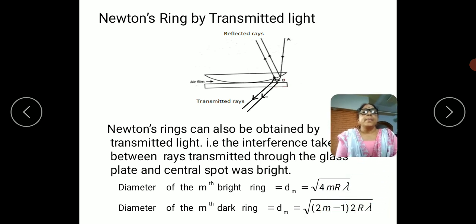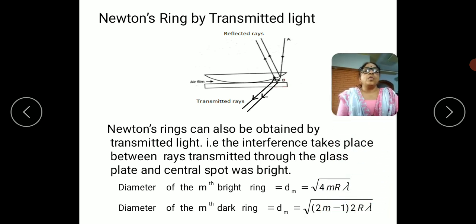The diameter of the mth bright ring, Dm, is exactly opposite to that of the reflected light. It is square root of m R lambda, and the diameter of the mth dark ring Dm is equal to square root of (2m minus 1) 2R lambda.